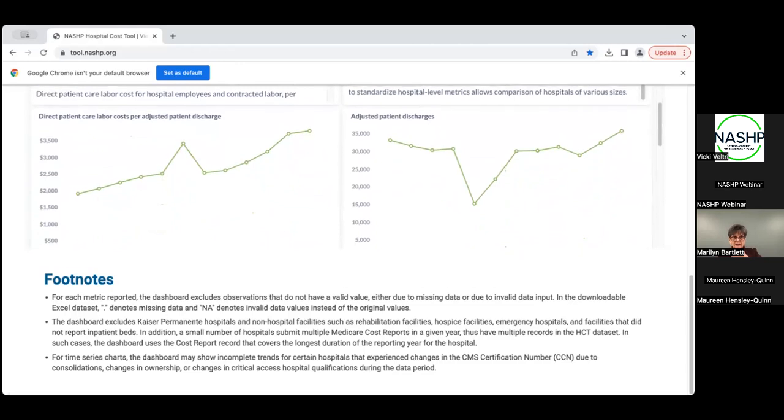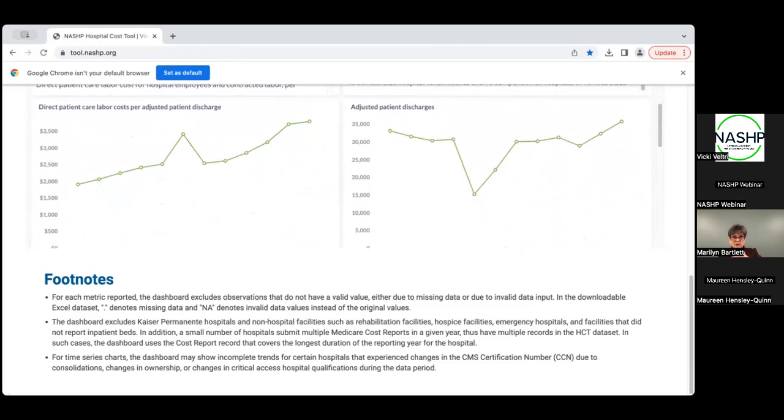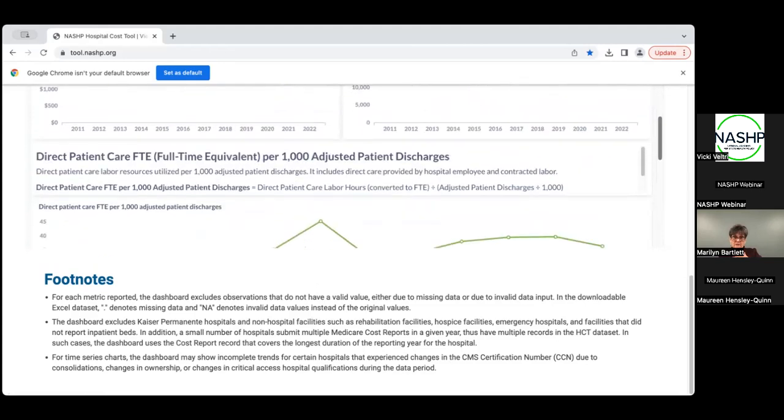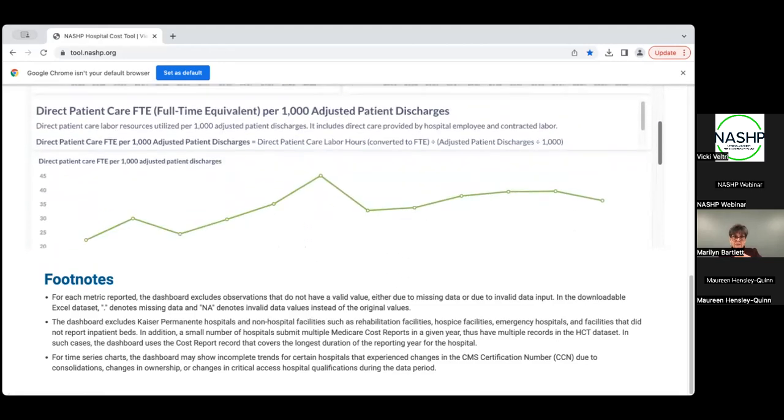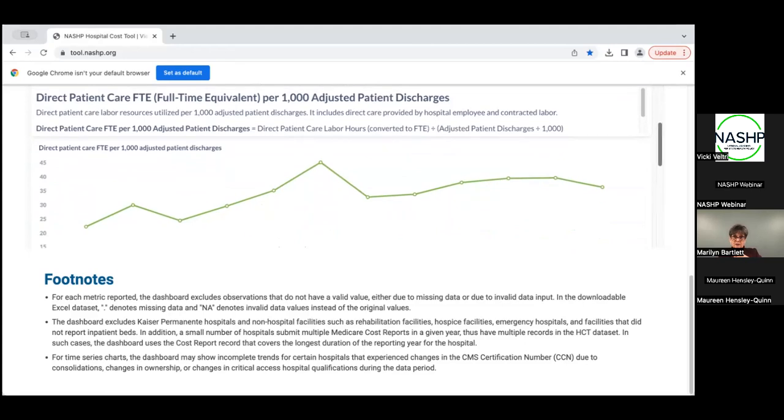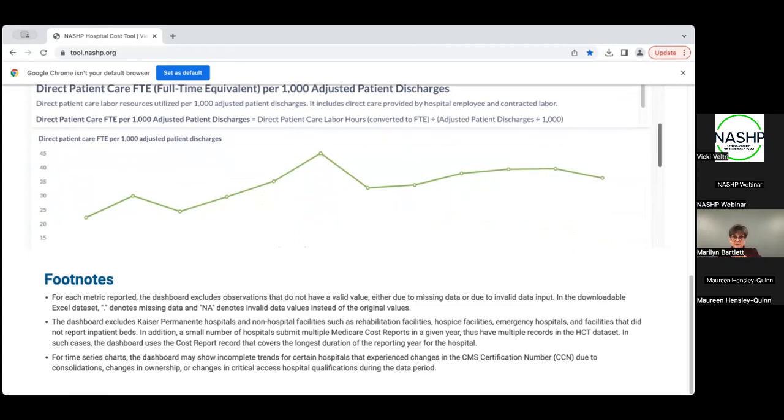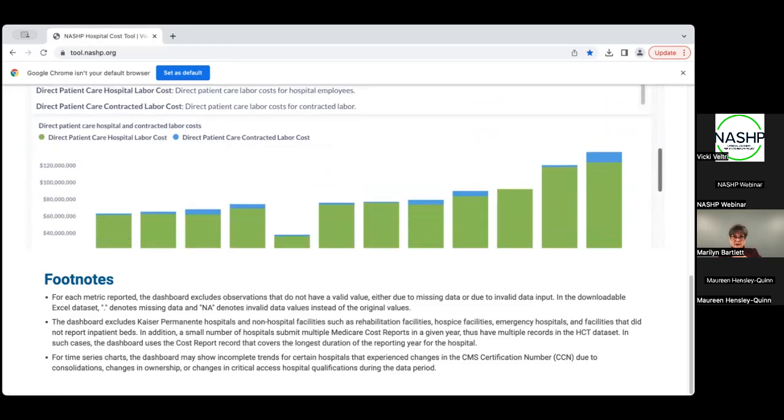Direct patient care labor costs went up per adjusted discharge. In this particular case, their discharges went up too, so that tells you their costs were an increasing factor. Direct pay, the number of FTEs per 1,000 discharges, is dropping, but still staying fairly flat for the number of staffing.